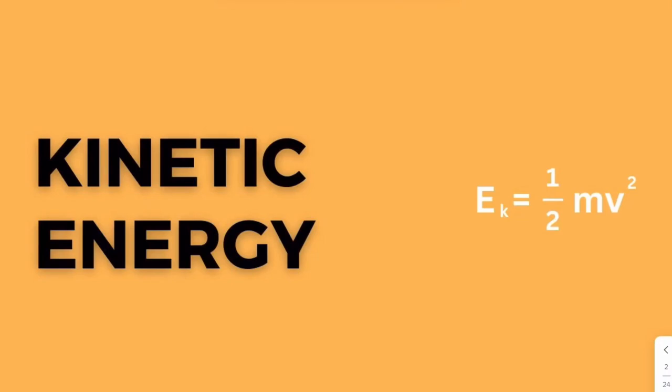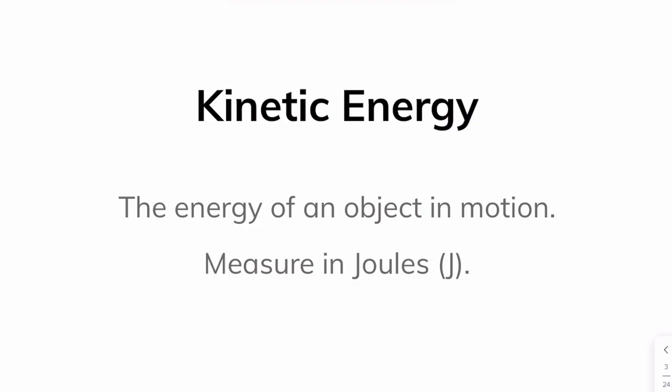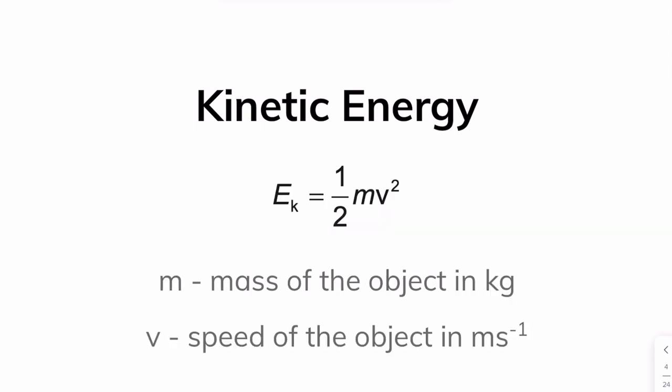In this video, we're going to talk about kinetic energy. Kinetic energy is defined as the energy of an object in motion, and it is measured in joules. The equation for kinetic energy is given as E sub k is equal to 1/2 mv squared, where m is the mass of the object in kilos and v is the speed of the object in meters per second.